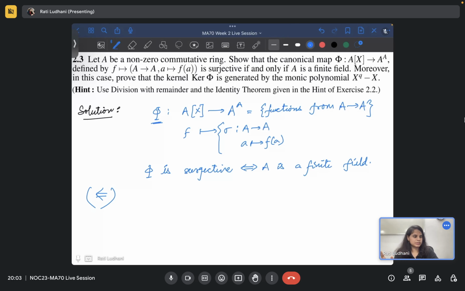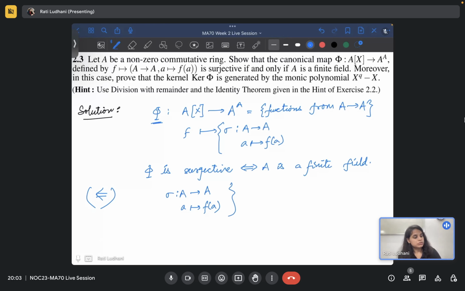Are these any functions, or field homomorphisms or ring homomorphisms? No, any function. There is no restriction. So a to f of a. This is just a function. Function means a point cannot have two images, and every element of the domain should map somewhere. So just a function.